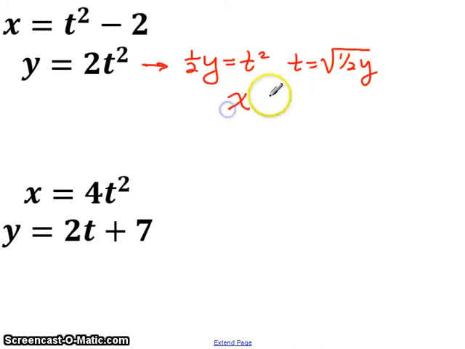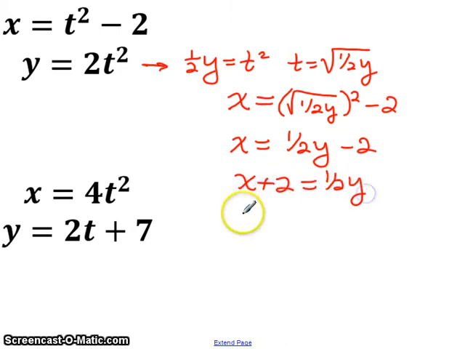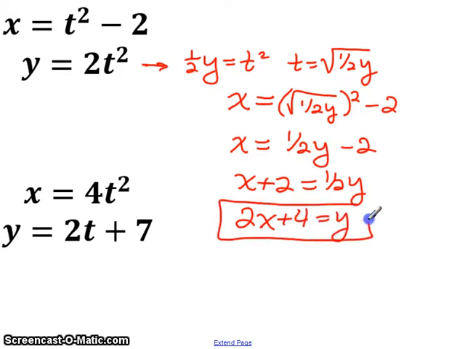Now we're going to set up x equals t squared minus 2. Well, t is this thing here, and that's the square root of 1/2 times y. Well, what happens when you square a square root? Effectively, you get just what's inside. And once again, we'll move the 2 over with the x on this side, multiply both sides by 2, and we get the exact same result that we got before.